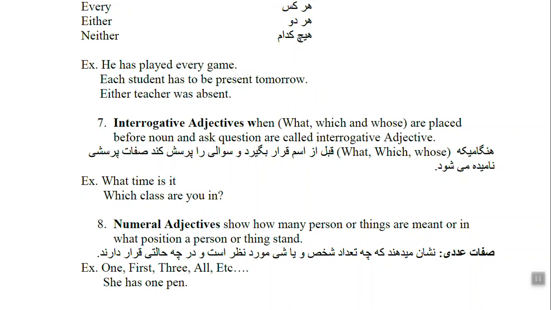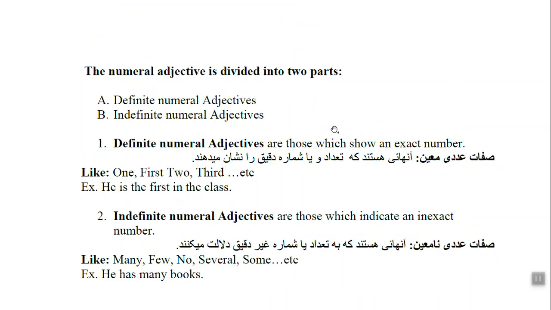For example, the numeral adjectives are divided into two parts. Definite numeral adjective, indefinite numeral adjective. Definite numeral adjectives are those which show an exact number. For example, you can count them exactly. For example, one, first, two, third, etc. He's the first in the class. Or you can say he has the first position in the class, or you can say he and his brother have two motorcycles, which shows the exact number, two motorcycles.